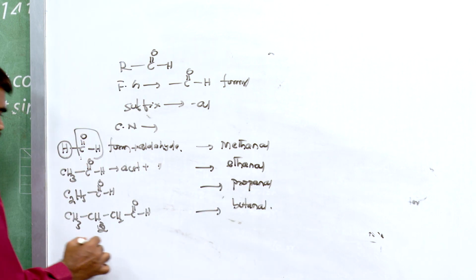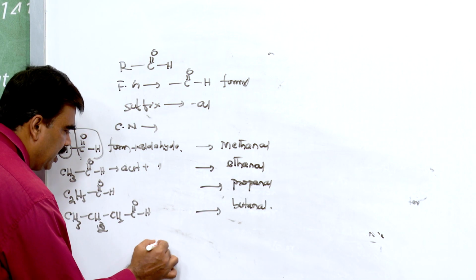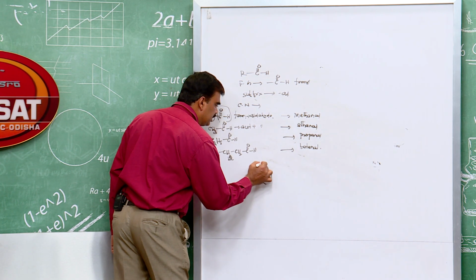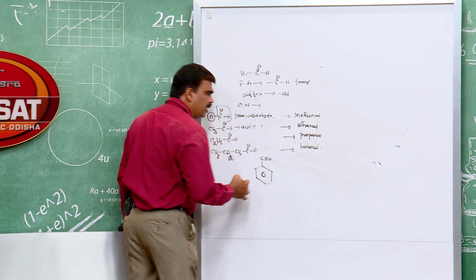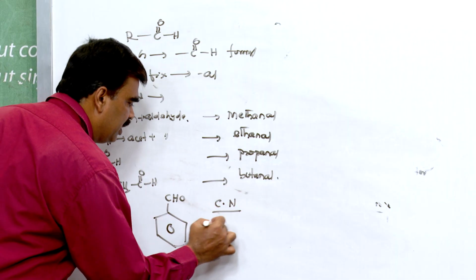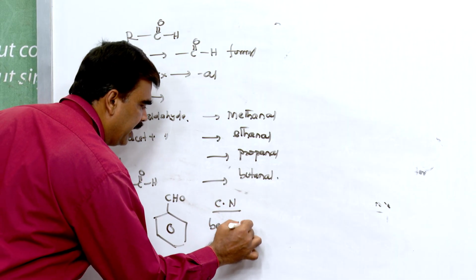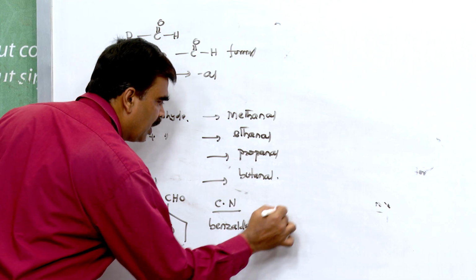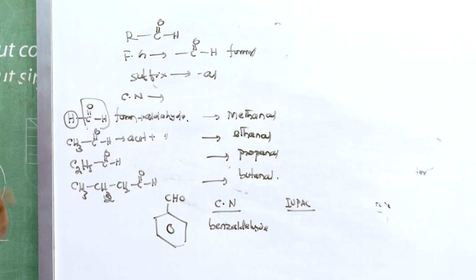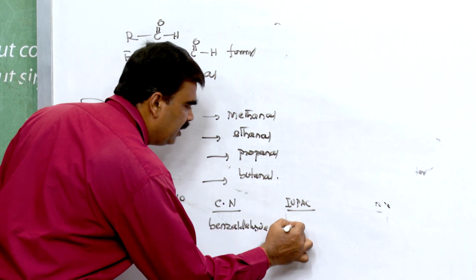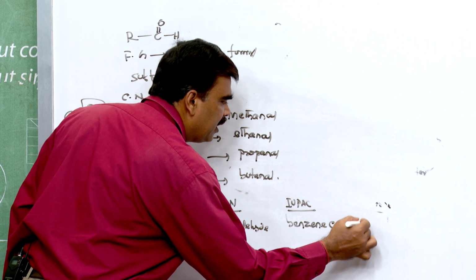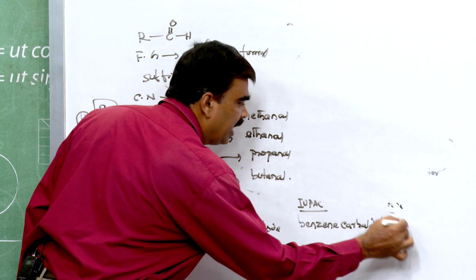Right. Now you tell me one thing. If you have a compound like this, what will be its common name and IPS name? The common name is benzaldehyde. What will be the IPS name? A special suffix is used here. It is called benzene carbaldehyde.